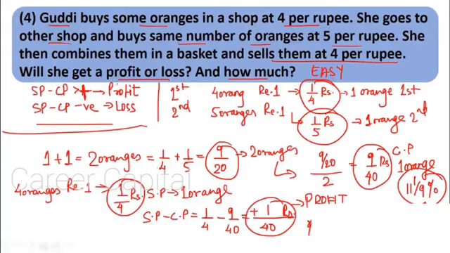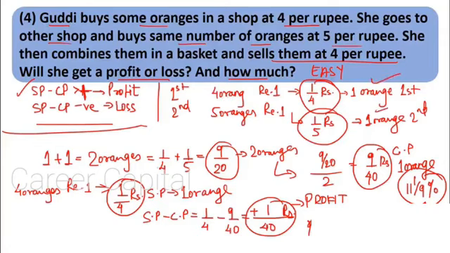First, we do not know whether it is profit or loss. How to determine whether it is profit or loss? When selling price minus cost price is positive, we get profit. Selling price minus cost price, if it is negative, we get loss. Then let us assume that she buys 4 oranges at rupee 1. So we found the one orange price in the first shop and second shop.